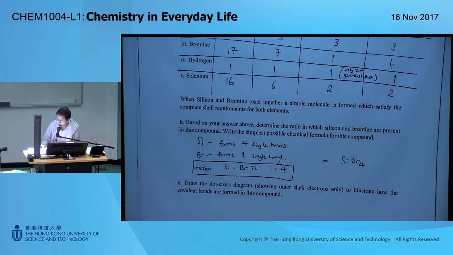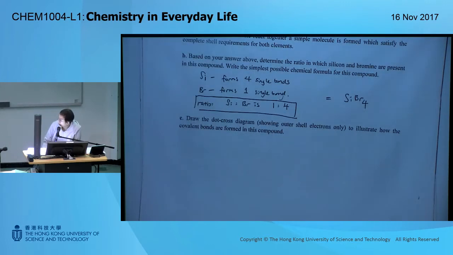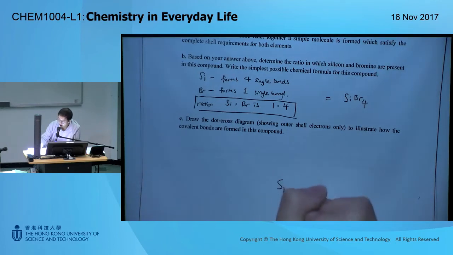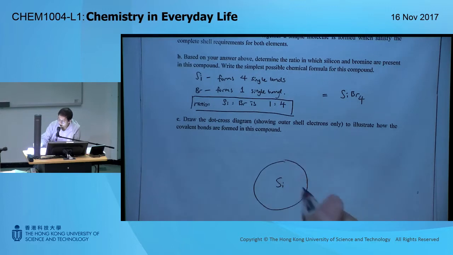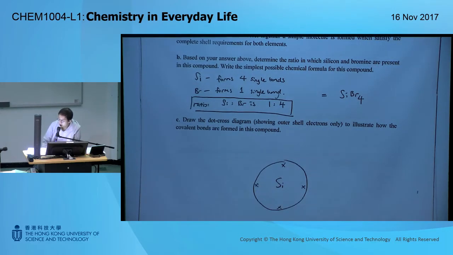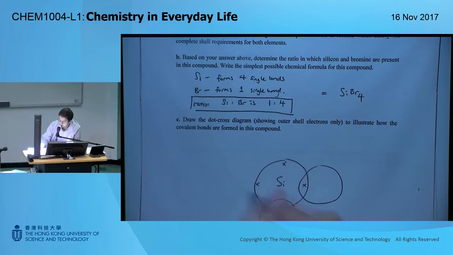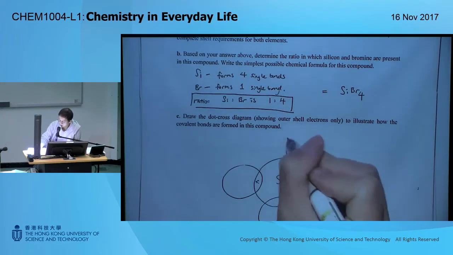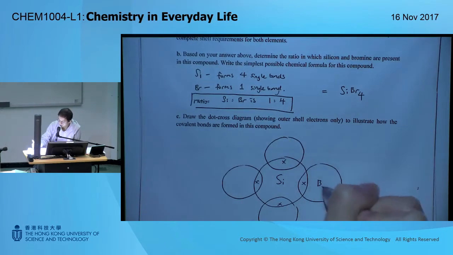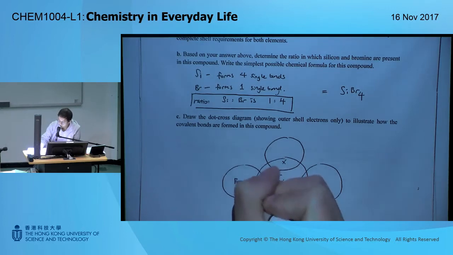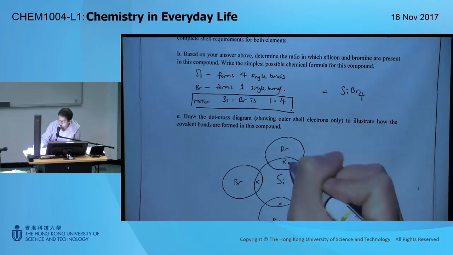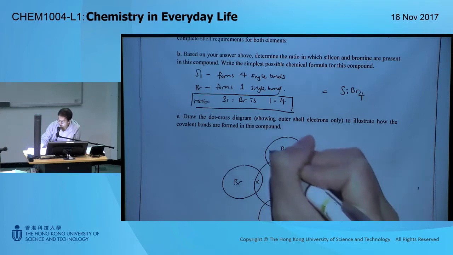Then you have to draw a dot cross diagram for SiBr4 to show how to form this compound. In this case, Si has to be in the middle to form 4 bonds. It already has 4 electrons, so we can use crosses to represent the 4 electrons on silicon. And bromine will have to form bonds with the silicon 4 times, using 4 bromines. Bromine only needs 1 more electron, so it only forms 1 single bond.